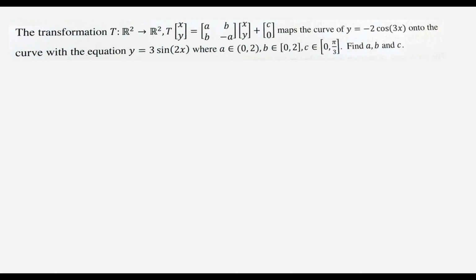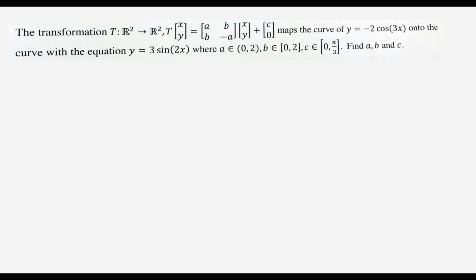And so reading the question, we've got the transformation T, defined by the given matrix, maps the curve of y equals minus 2 cos 3x onto the curve with the equation y equals 3 sine 2x, where a is a number from 0 to 2, b is from 0 to 2 inclusive, and c is from 0 to pi on 3. Find a, b and c.